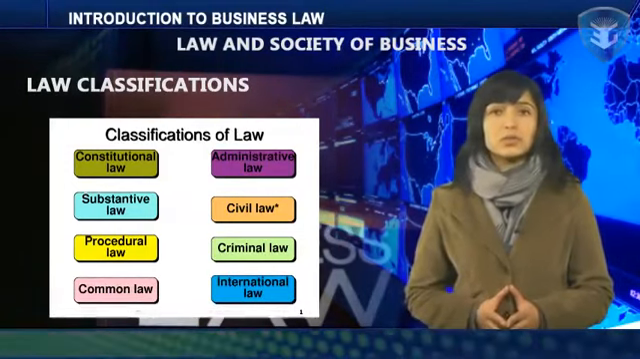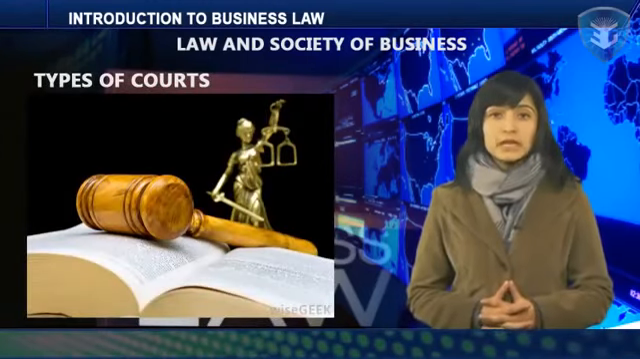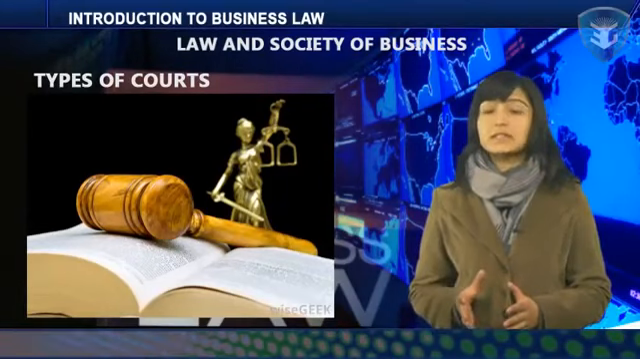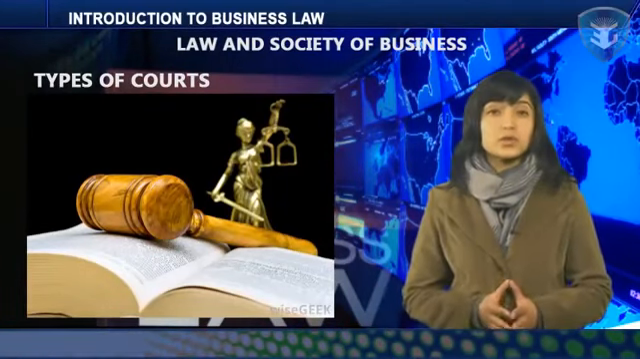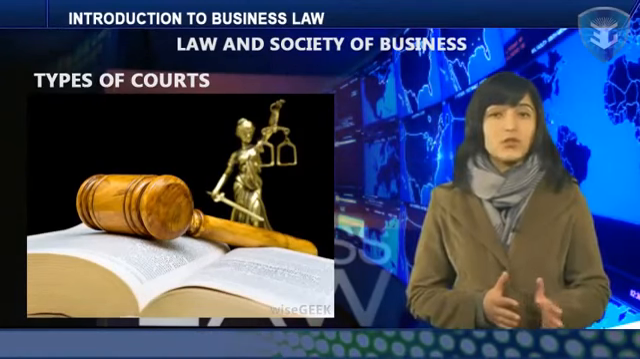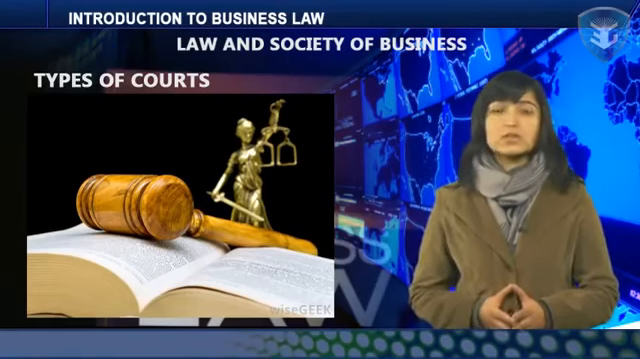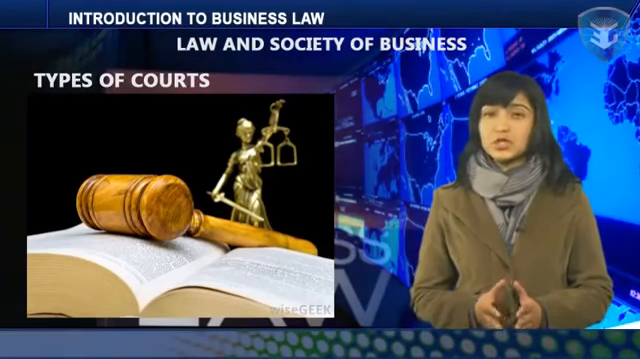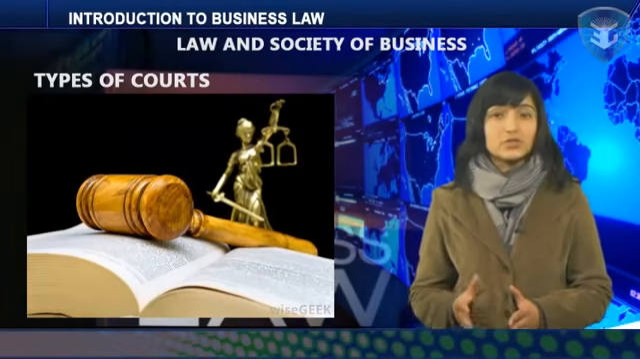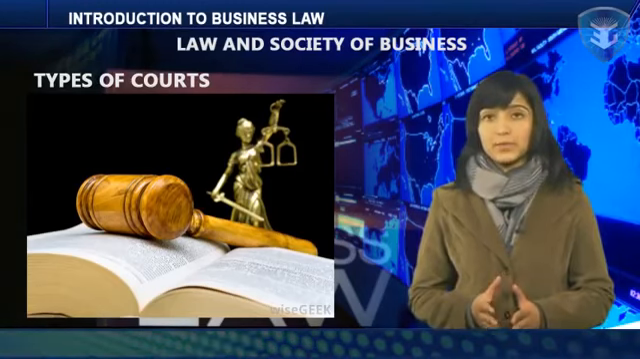As noted below, criminal law is also a public law. Types of courts. In addition to defining the various types and classifications of law, the United States legal system also provides different types of courts. The two main classifications of courts are federal and state. Federal courts include federal district courts, specialized federal courts such as the Court of International Trade, and federal courts of appeals. State courts include trial courts and appellate courts.